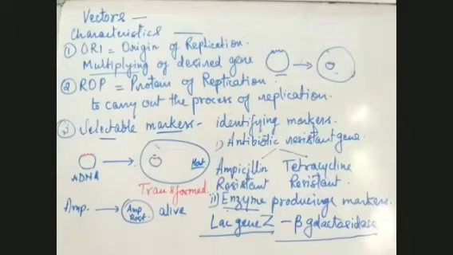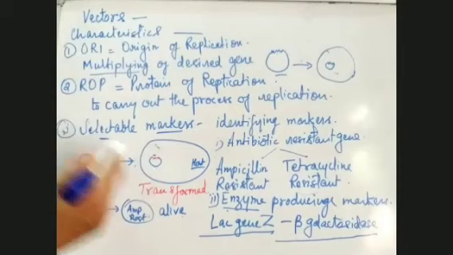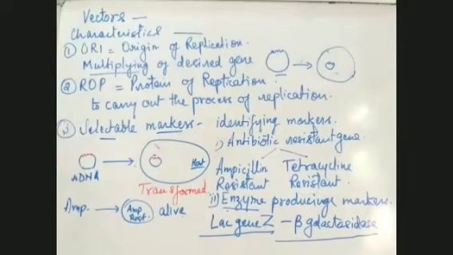Fine, this bacteria has a desired gene, this bacteria has a desired gene, but we cannot see every bacteria under the microscope. How will we come to know that these bacteria have a desired gene, or this host has a desired gene? For that there are some selectable markers. Where are these selectable markers put? These selectable markers are introduced in these vectors, the plasmids.